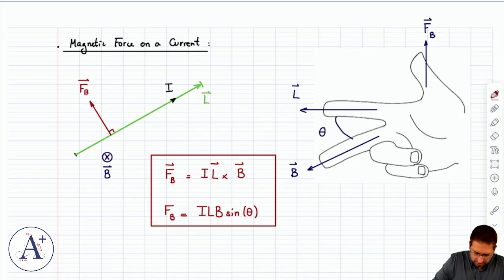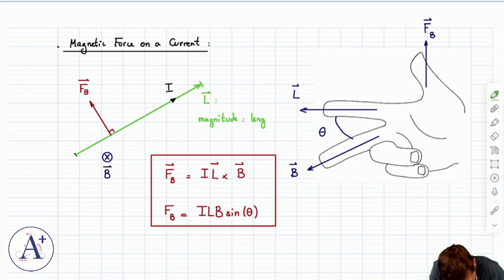And so just to be clear, the only thing we have to introduce to apply this formula is L, which has a magnitude which is the length of the wire, and then a direction, which is the same as I.